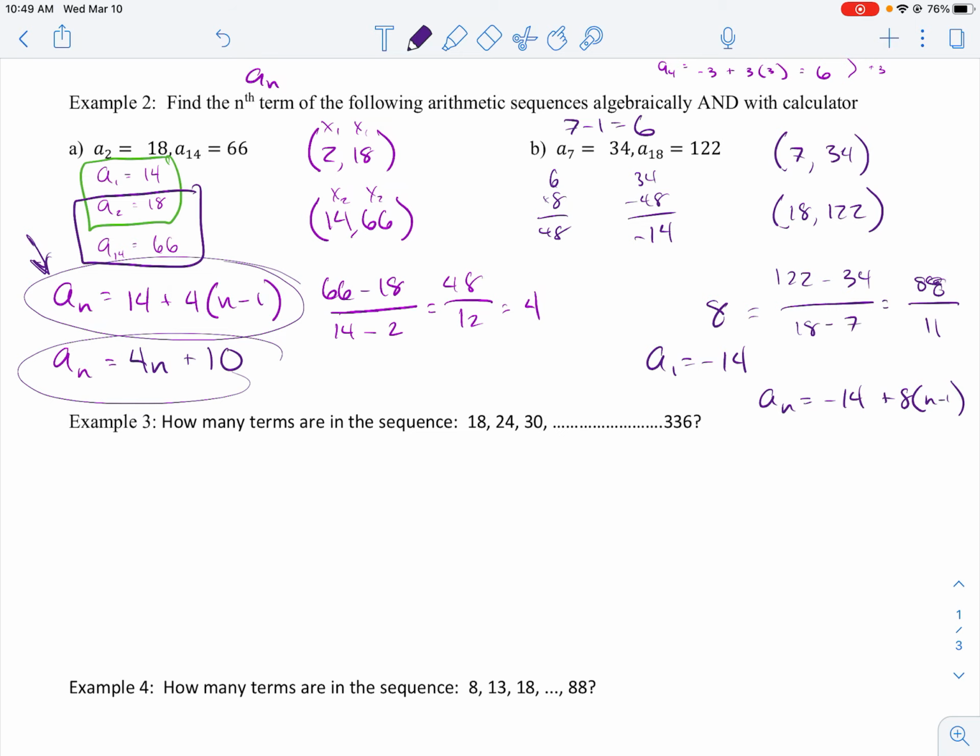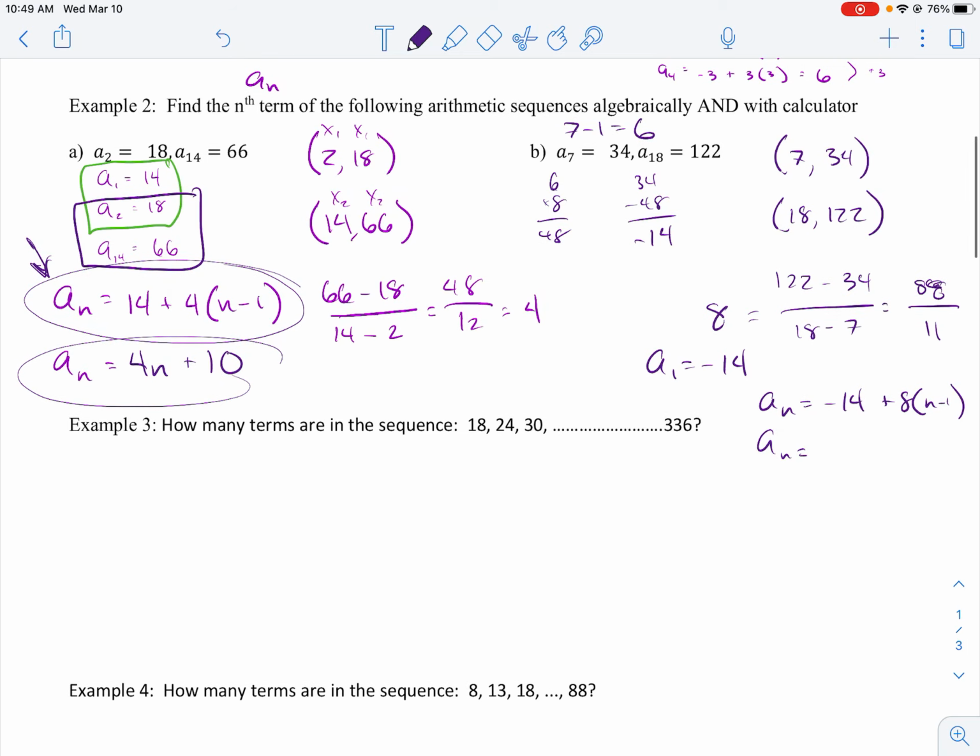And then in your calculator, again following my trick, you would get 8n plus, I'm sorry, plus negative 22.